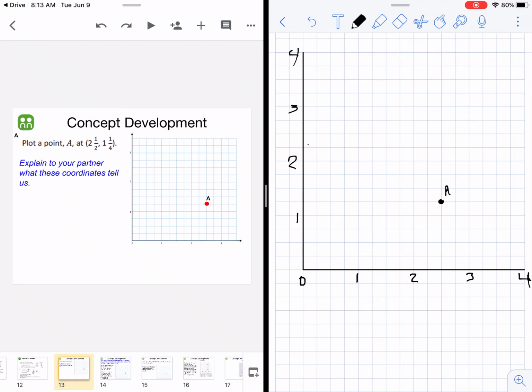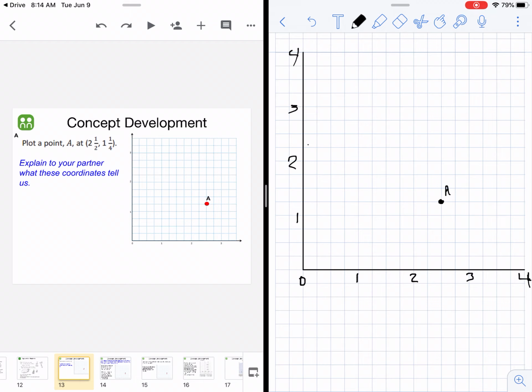A is 1 1/4 from the x-axis, and it is 2 1/2 from the y-axis. Your point tells us how far over on the x you have to travel from 0, and then how far up. Your x tells you how far over, the second tells you how far up. Ever since we started coordinate planes, that's what I kept telling you: over, up, over, up, over, up. And that's what helps me.